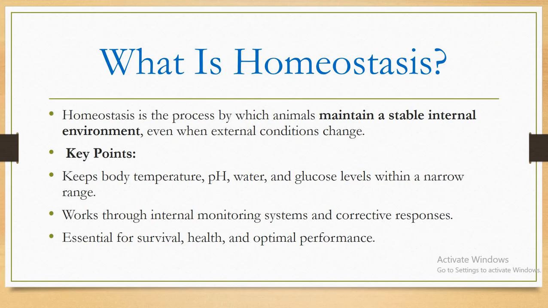What is homeostasis? Homeostasis is the process by which animals maintain a stable internal environment even when the external conditions change. Key points: keeps body temperature, pH, water, and glucose levels within a narrow range. Works through internal monitoring systems and corrective responses. Essential for survival, health, and optimal performance.